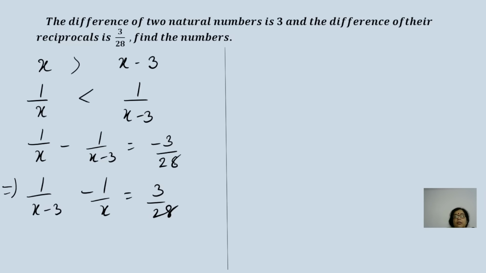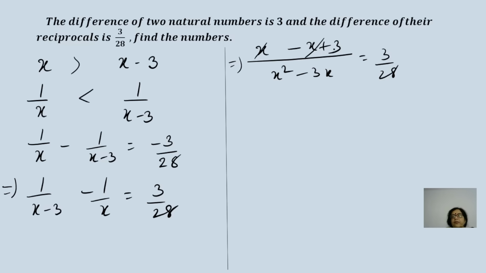So now this has to be solved, first put in the format of the quadratic equation by taking the LCM. So this becomes x minus x plus 3 divided by x squared minus 3x is equal to 3 by 28. So this gets cancelled, and 3 is divisible by 3. So we are left with x squared minus 3x is equal to 28.